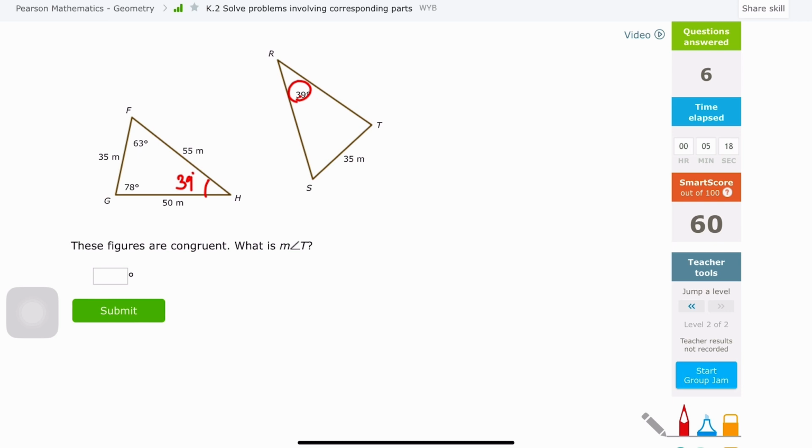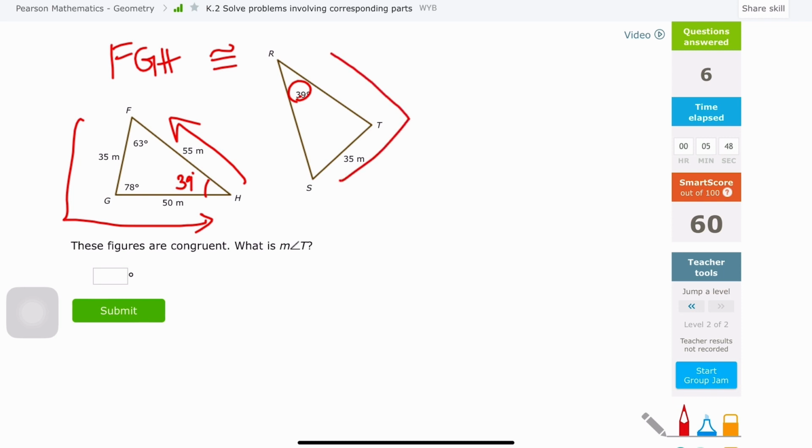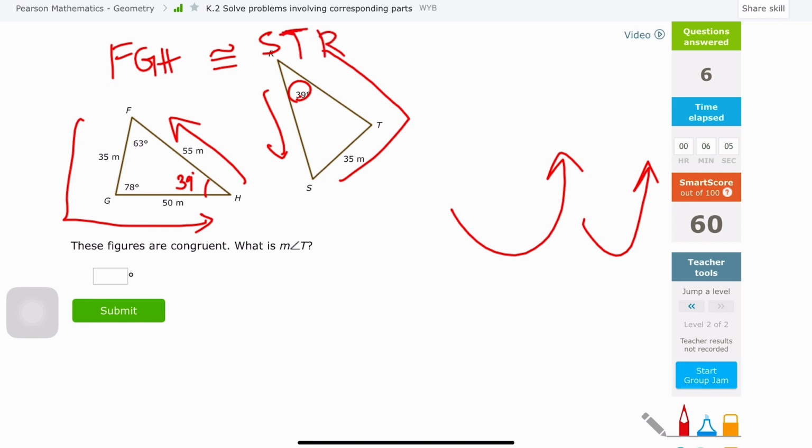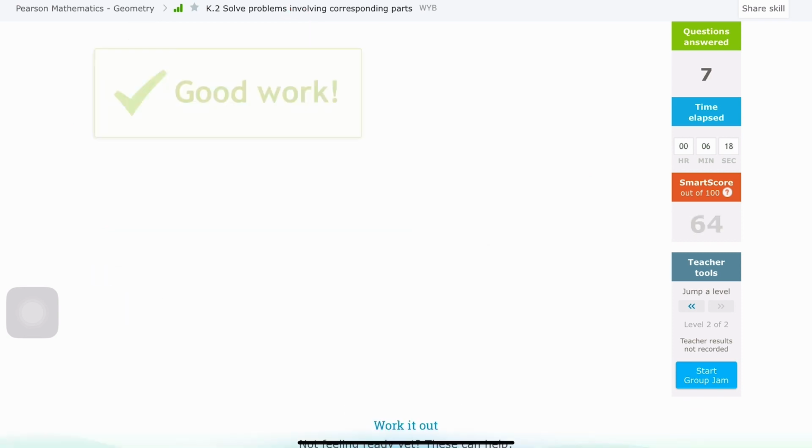Since we have two missing sides, we can write the congruency statement. Let's start from this side. When we write the congruency statement, it should be in this order. That's the easiest way. So we are starting with 35, 50, then 55. So the name of the first triangle is FGH, which is congruent to, again, 35, 50, 55. We are following the same direction, counterclockwise. So 35, 50, this should be STR. Since we are looking for angle T, which is the second letter, it should be congruent to G. So look into the shape, it is congruent to G, and the measurement of G is 78.